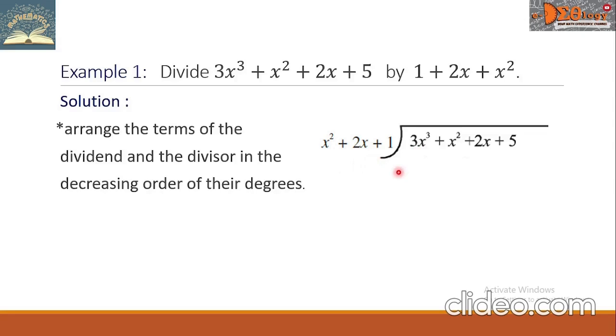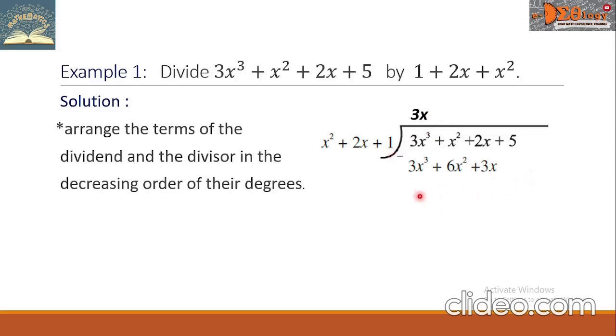Let's begin our division process. This 3x cubed we will divide by x squared. The answer is 3x. We will put our answer above the 3x cubed. Next, we multiply this 3x to each of the terms of our divisor. So 3x times x squared is 3x cubed. 3x times 2x is 6x squared. 3x times positive 1 is 3x.